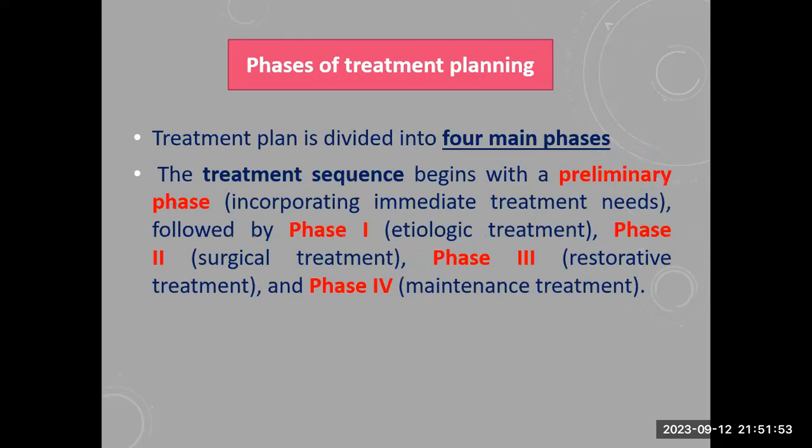There is something called phases of treatment planning, which we have in perio. It's divided into 4 main phases. Before the four phases there is one called the preliminary phase. This incorporates immediate treatment needs. For example, if the patient has anything emergent, I take care of it before the phases of periodontal treatment. So treatment sequencing begins with the preliminary phase, which is immediate treatment needs, followed by phase 1, also called etiologic treatment. Phase 2 is called surgical, phase 3 restorative, and phase 4 maintenance treatment.